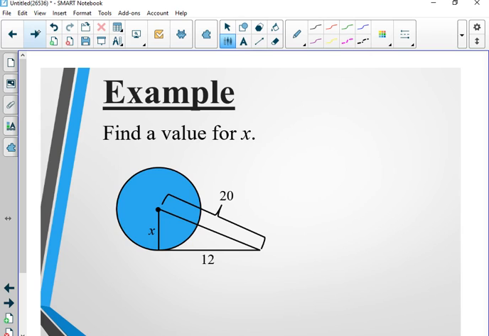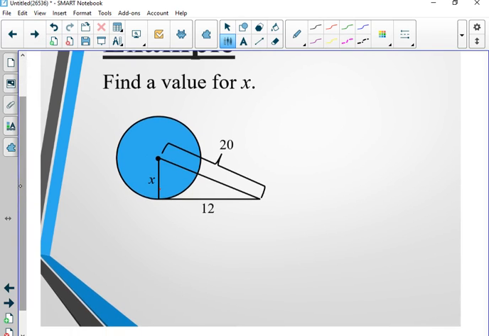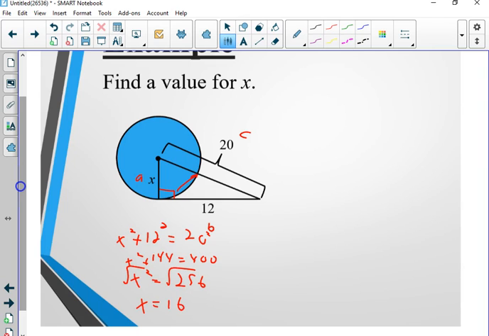So, for example, find the value for x. So we know this is a right angle. Therefore, we have A squared plus B squared equals C squared. Remember, the hypotenuse is always across from the right angle. So x squared plus 12 squared equals 20 squared. So that's x squared plus 144 equals 400. 400 minus 144 is 256. And if we take the square root of both sides, x is equal to 16.